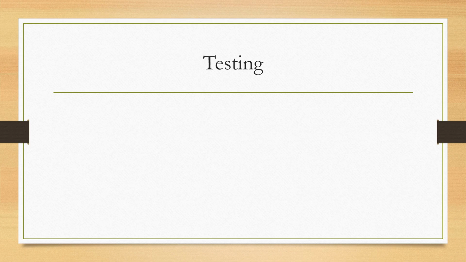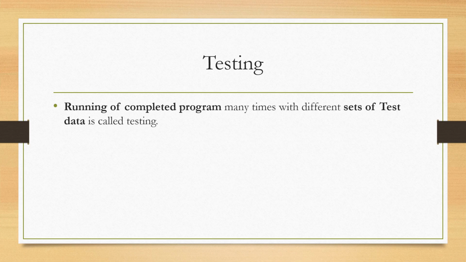The last stage of PDLC is testing. Testing means running a complete program many times with different sets of test data. There are different types of test data that we will discuss in detail in the next lectures. We run the program, we put in different inputs, and then test the program so that the desired outcome must be obtained after running the program. That process is called testing.